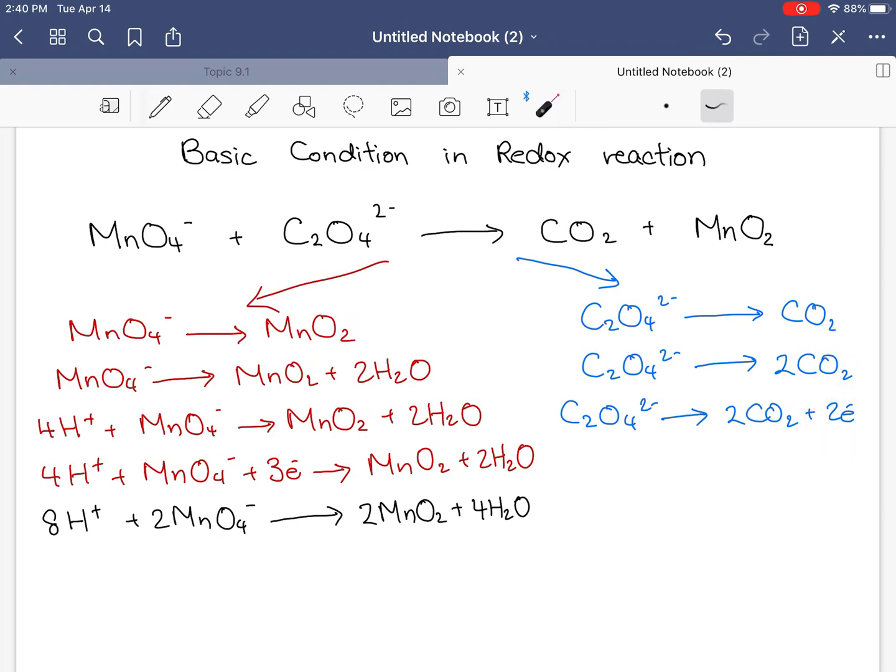Well, to get 2 to be 6, you multiply by 3. So I'm going to multiply everybody here by 3. Now I'm going to combine them.